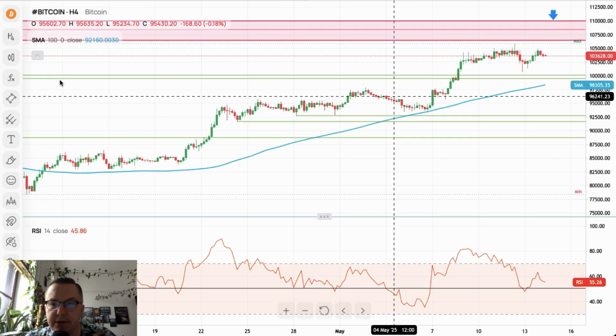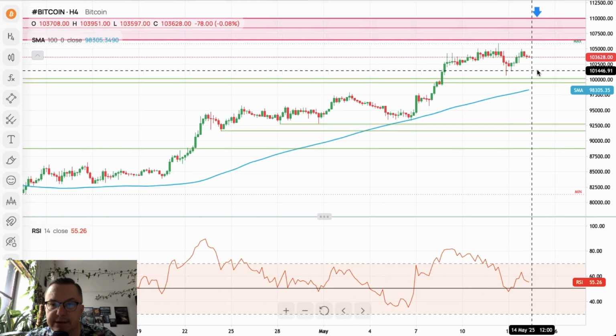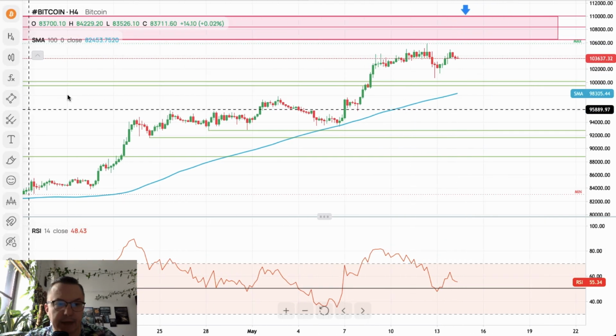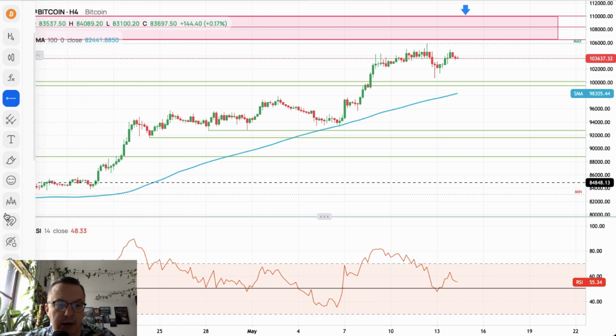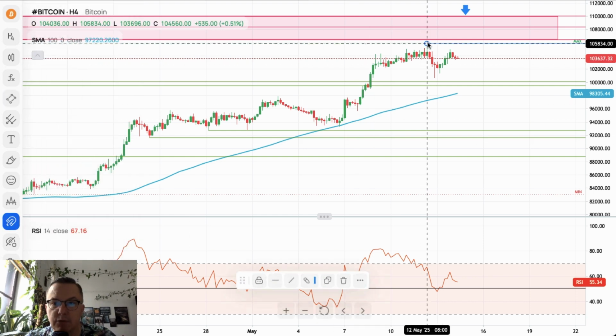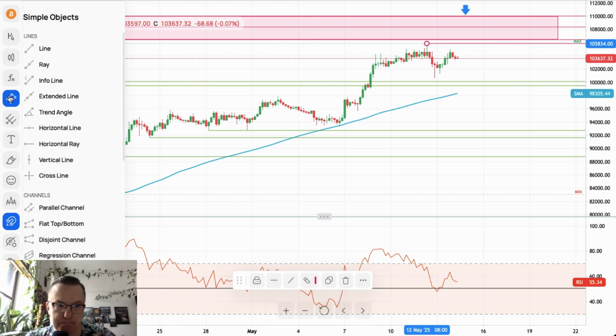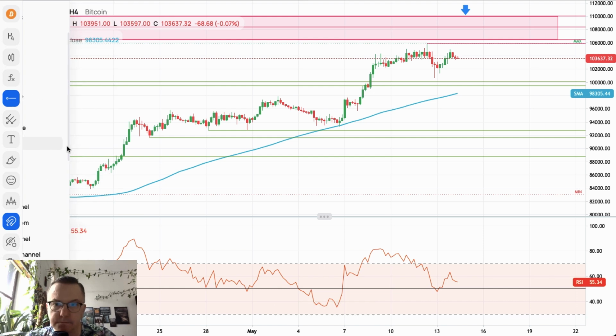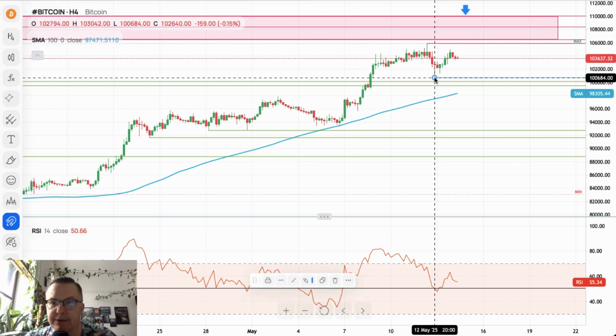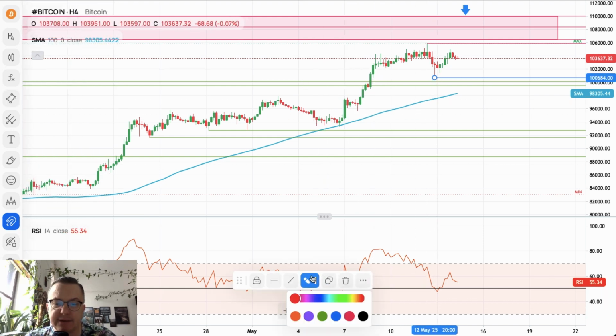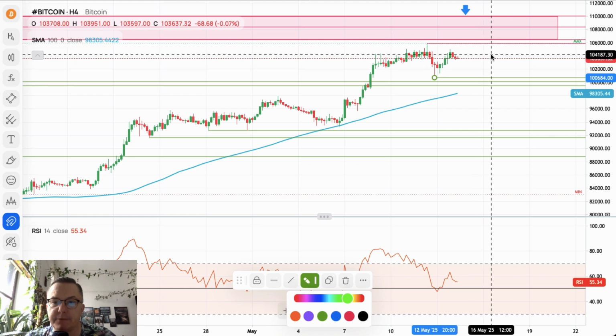Let's take a look at Bitcoin. Bitcoin is consolidating the recent gains, and we have established a local range here. 105,854 is the technical resistance for the range. 100,684 is the technical support for the range. So this is our range.